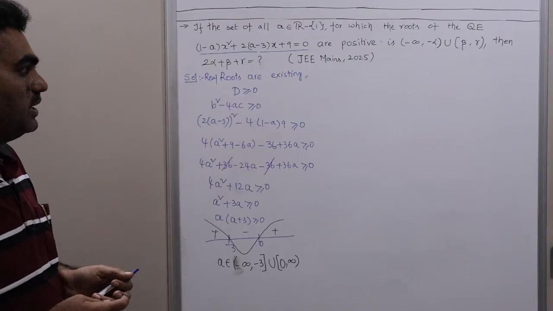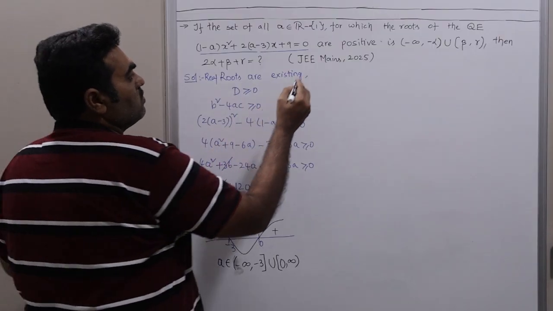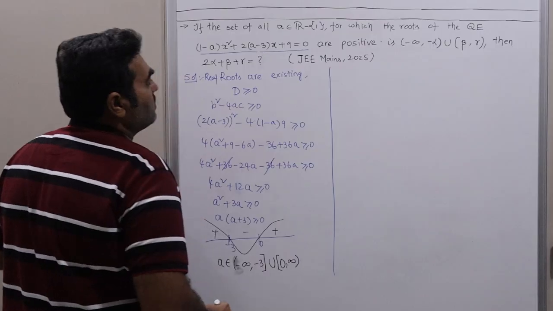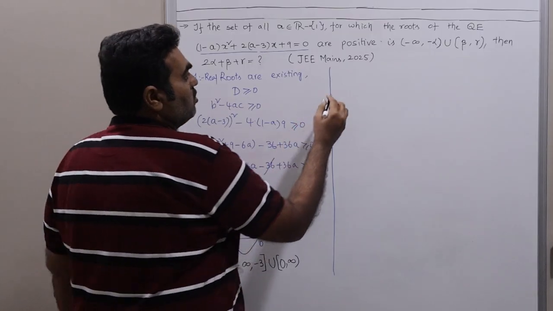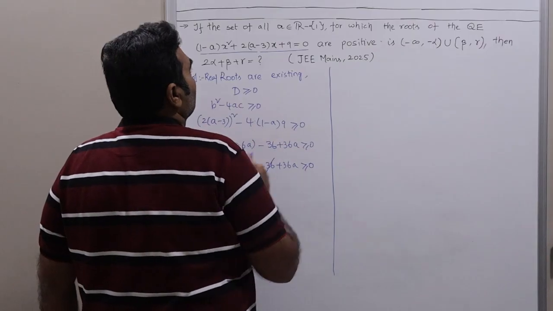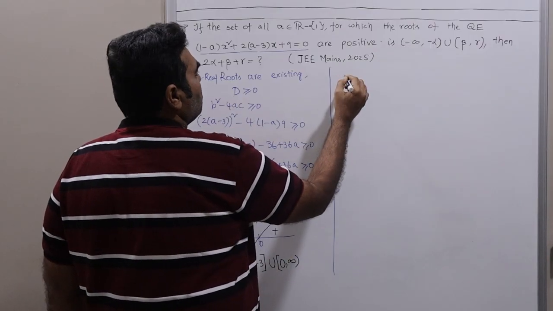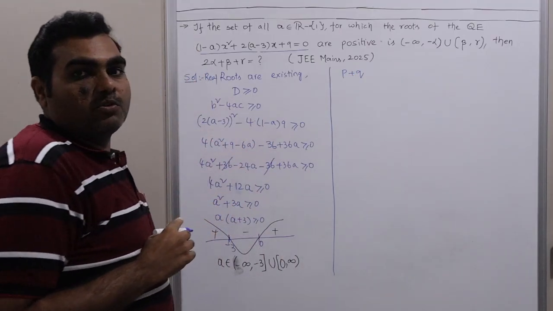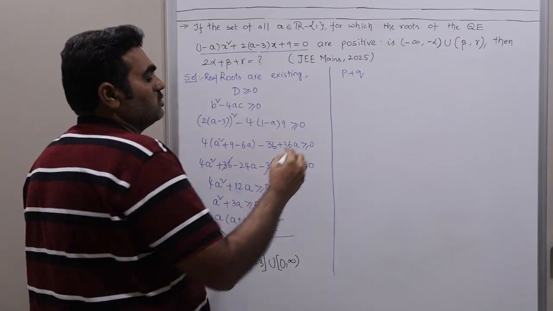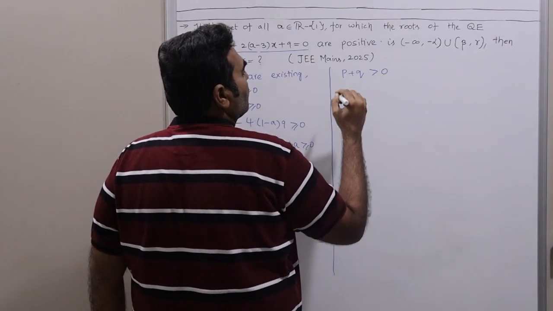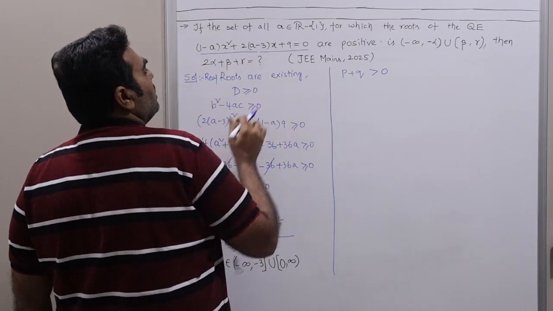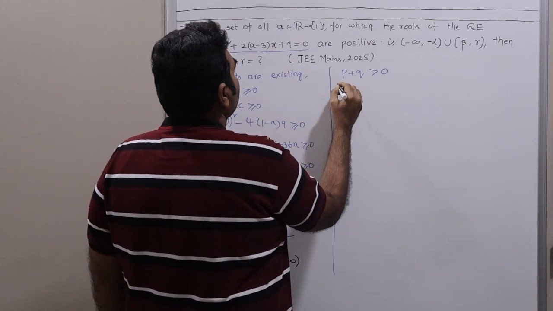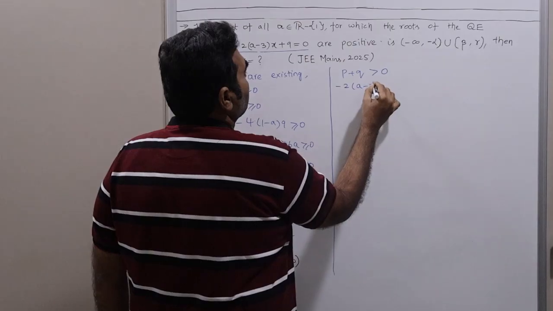This is one condition, right? Now he says both roots are positive. If we say the roots are alpha and beta, both roots are positive, which means alpha and beta are already used here, so let us say P and Q. So P plus Q, the sum of the roots. If both P and Q are positive, P plus Q will be positive, so P plus Q is greater than 0. The sum of the roots is given by minus B by A, if you recall our lectures. So minus B is minus 2 into (A minus 3) here. This is B.